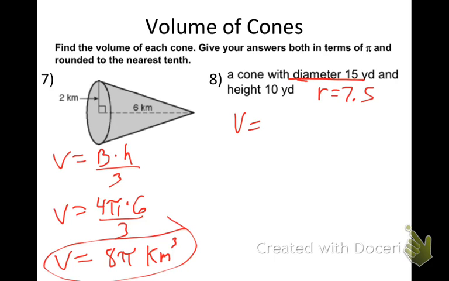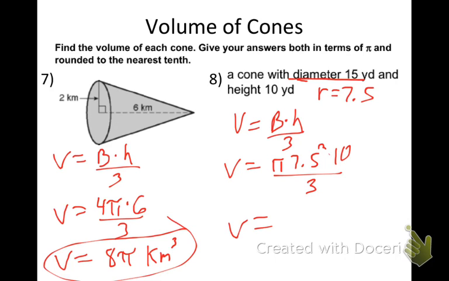So the volume here is, again, the base times the height divided by 3. So that would be pi 7.5 squared times 10 divided by 3. Trevor, what's the answer? And this one comes out to be then? Number 8. Quiet. 187.5 pi yards cubed. Nice job.